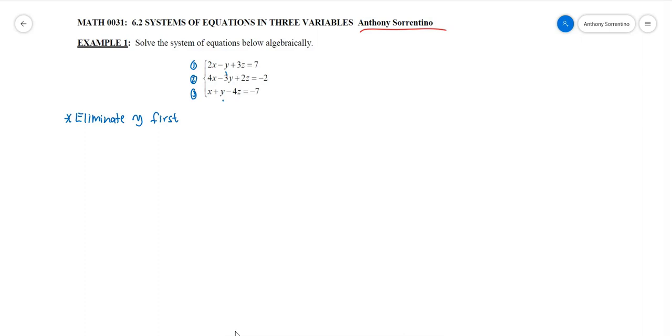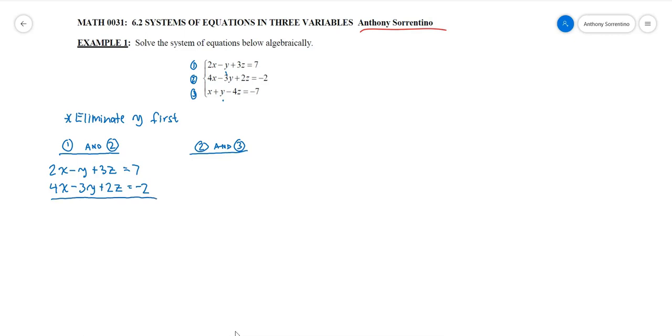For me to do that, I'm going to have to do combinations of two of these equations at a time. So I'm going to have my first one be 1 and 2. I'm going to try to start going through and solving that system. And the other one's going to be 2 and 3. If I take the 2x minus y plus 3z equaling 7, and the 4x minus 3y plus 2z equaling negative 2, and I make that my system.